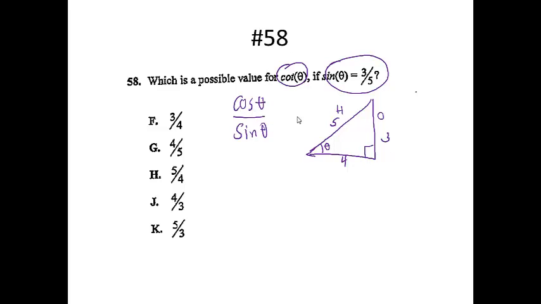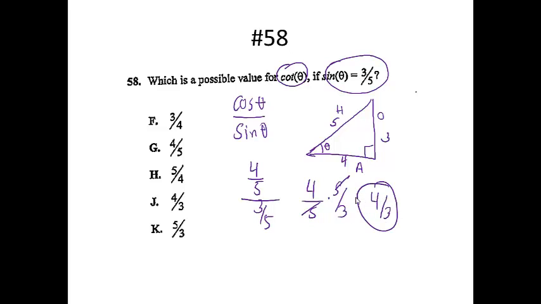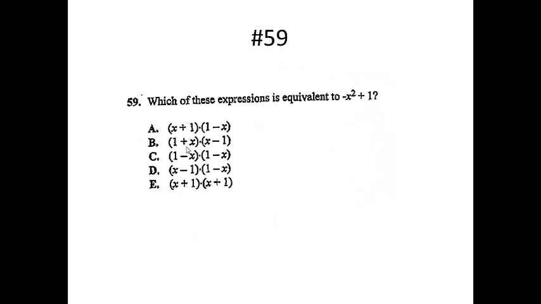So I would like the cosine of theta, so the cosine is adjacent over hypotenuse, so the cosine is going to be 4/5, and the sine we already know is 3/5. So if I multiply by the reciprocal, the 5's cancel out, we end up getting 4/3 as our answer, which is choice J.